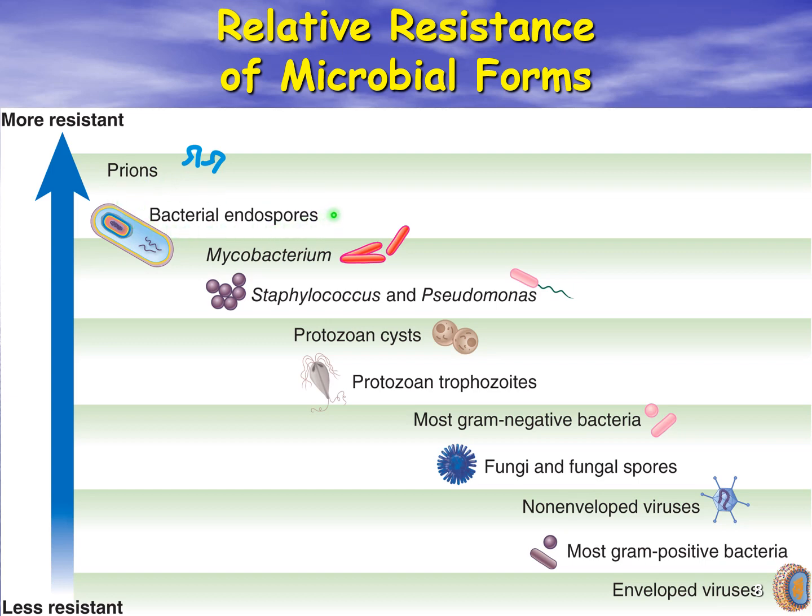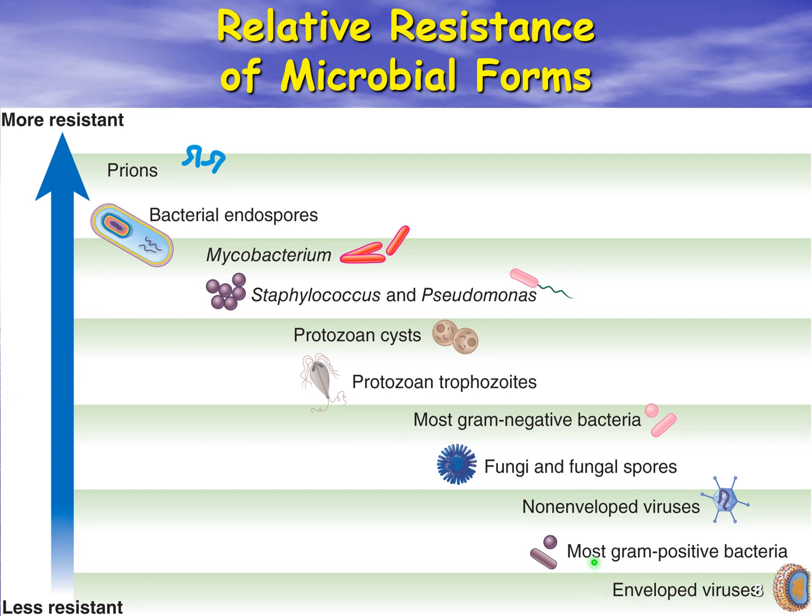survive hostile environments. And then the acid-fast bacteria, Staphylococcus and Pseudomonas, protozoan cysts, then the protozoan trophozoites. Most gram-negative bacteria are next. The fungus and their spores will be next. Non-enveloped viruses, then most gram-positives, and then finally the least resistant or the most susceptible to microbial control is going to be those enveloped viruses.